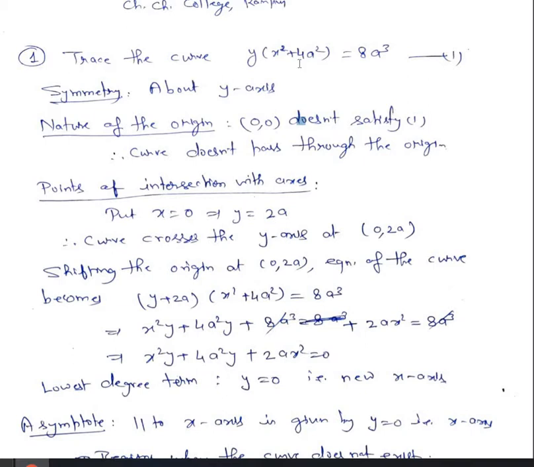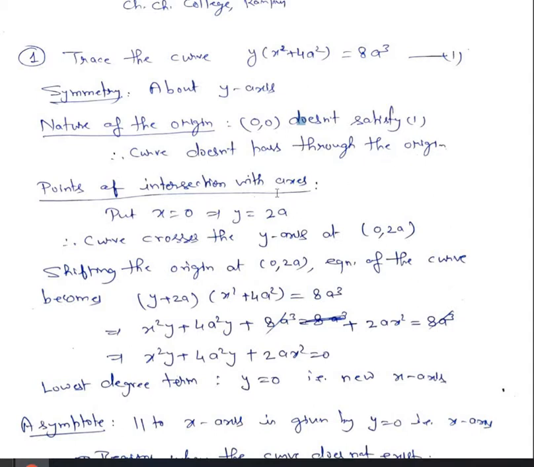Trace the curve y(x² + 4a²) = 8a³. Now if you look at the equation of the curve, you see that we have x², that means powers of x are even and nowhere else will you find x. So the curve is symmetric about the y-axis. Now (0, 0) does not satisfy this equation, because if you put x and y equal to 0, you will see 4a² is 0 on this side, and on this side you will have 8a³. So it doesn't satisfy. So the curve does not pass through the origin.